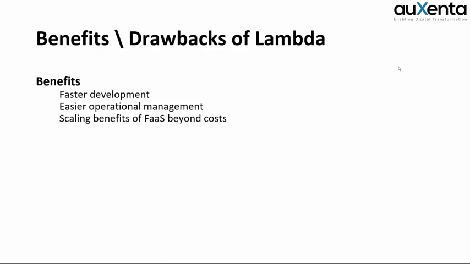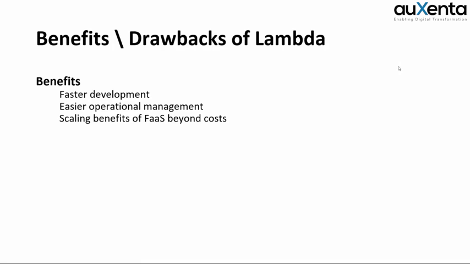The benefits and drawbacks of Lambda. We can have faster development because we don't have to worry about the maintenance and scalability and other aspects. Easy operational management. We don't have to worry about operational management because it will be handled by AWS. Scaling benefits of fast beyond cost.